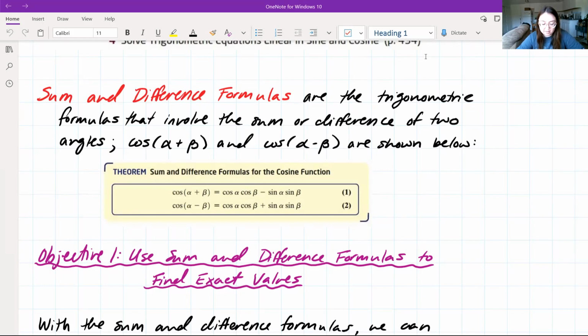Cosine of alpha plus beta can be turned into cosine of alpha times cosine of beta minus sine of alpha times sine of beta. Then cosine of alpha minus beta will be cosine of alpha times cosine of beta plus sine of alpha times sine of beta. So if you have your function in this form, we can expand it out into this different way so that we can make it easier on us to actually find angle measurements of specific functions like cosine.